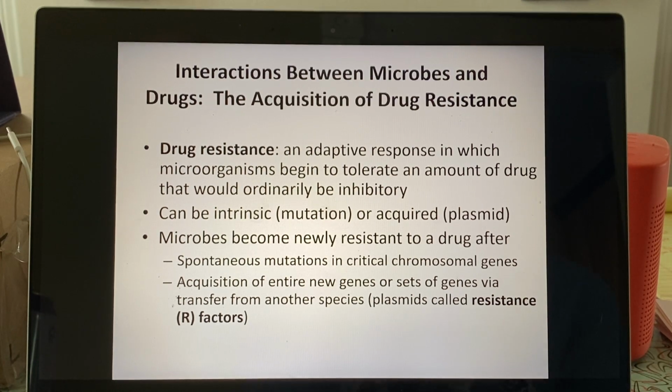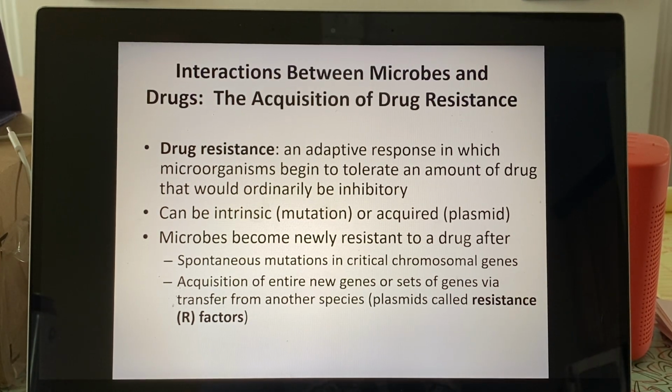So, a couple of things can happen here: spontaneous mutations in the bacterial chromosome that allow it to be resistant, or getting it from a plasmid from another bacteria. We refer to those as resistance factors, and getting a plasmid is acquired drug resistance.